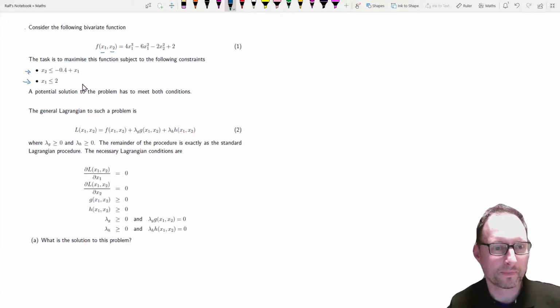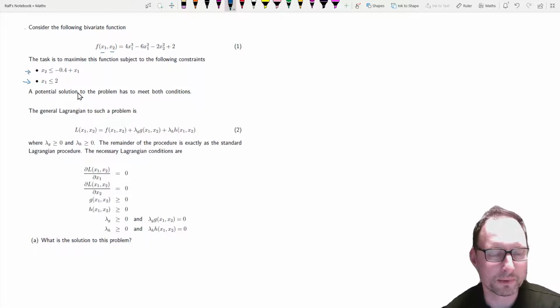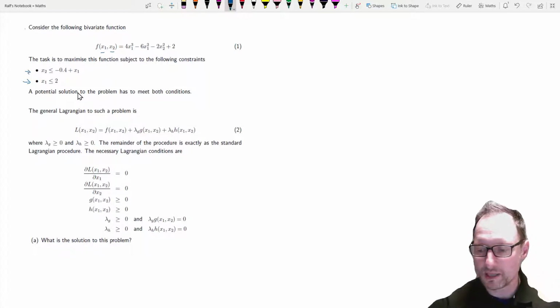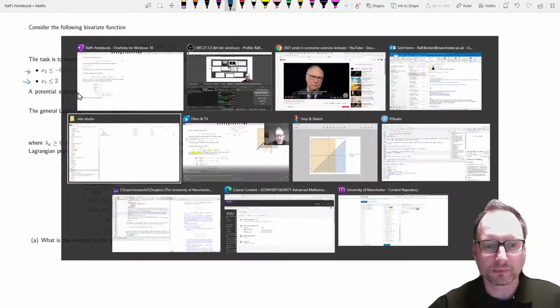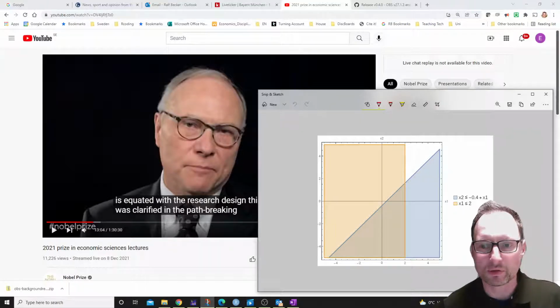constraints. So before we see how we will continue to apply our standard Lagrangian recipe to solve this problem, we want to have a look at what these two constraints actually mean, and that will help us to understand not only what the problem is, but also how we're going to solve it.